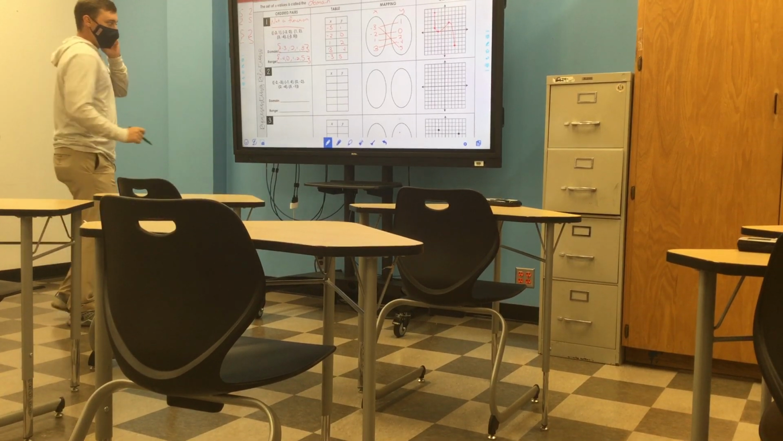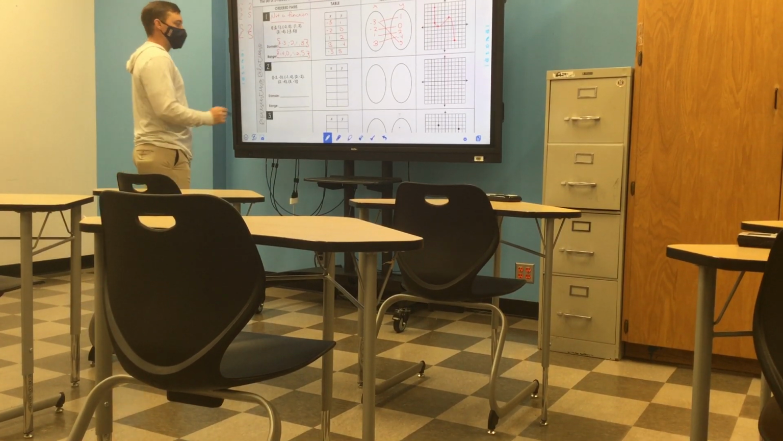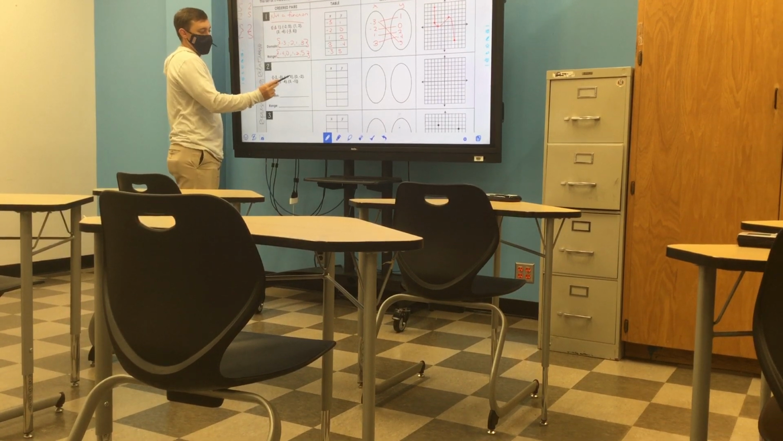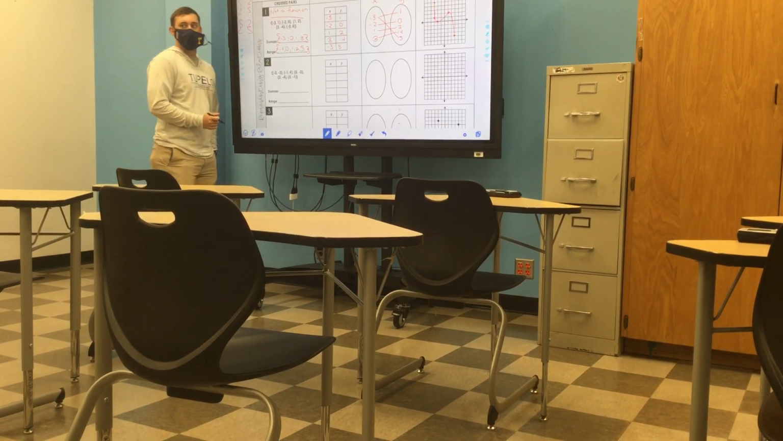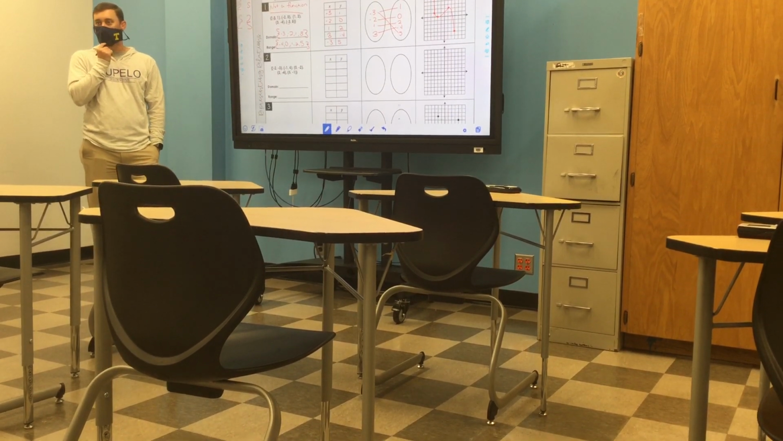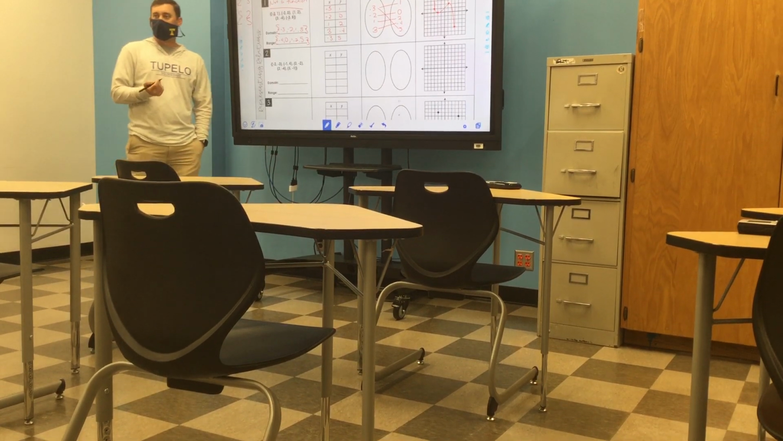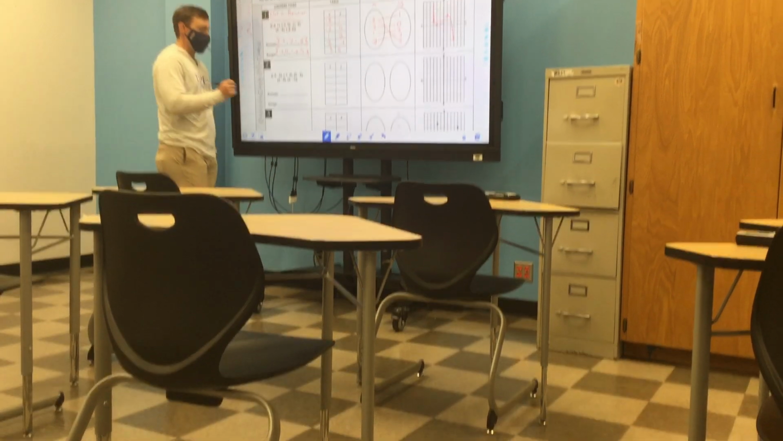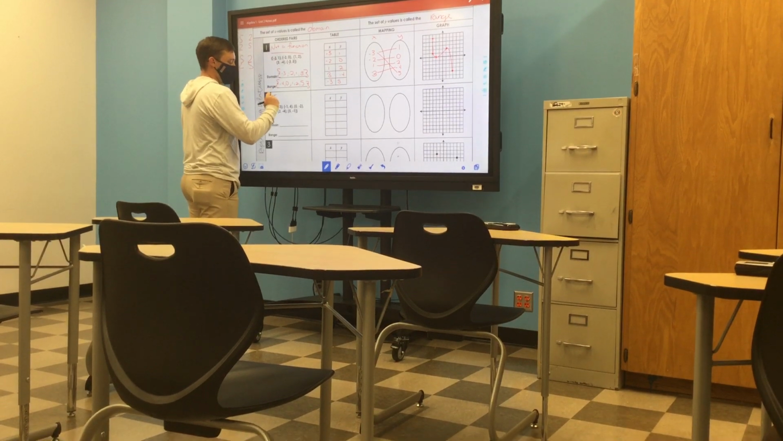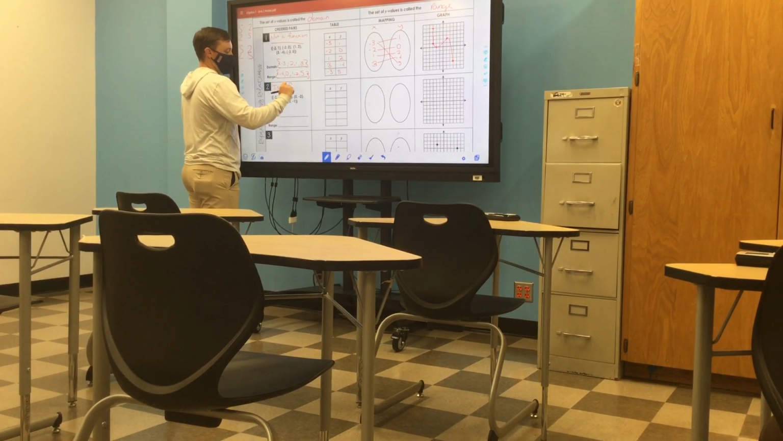All right, number 2. Is this a function, right? You've got -2, -1, 0, 2, and 5. Are any of those x values reused? No, right? So does that mean it's a function, yes or no? Yes, it is a function.